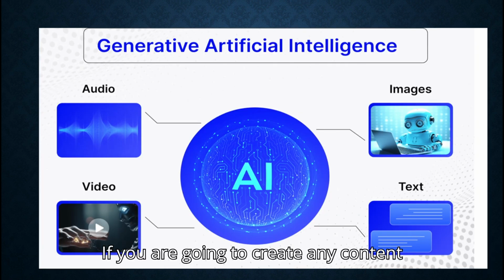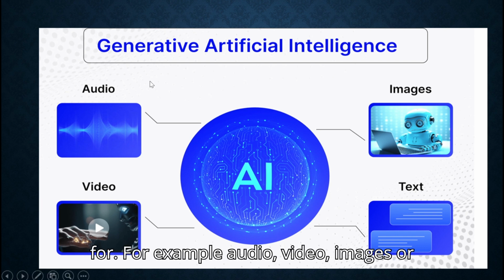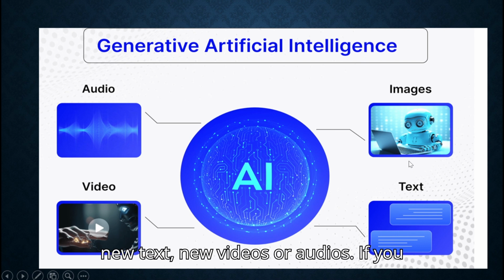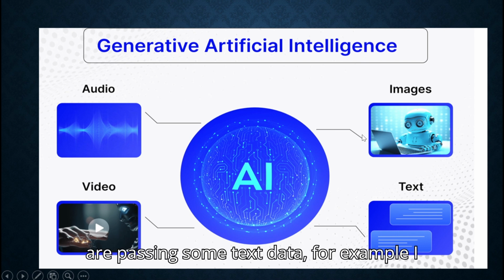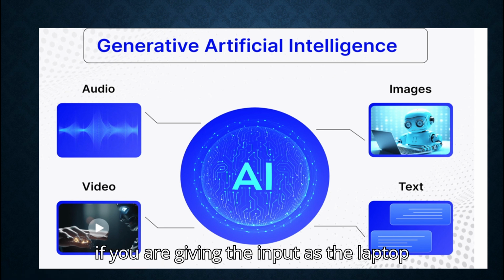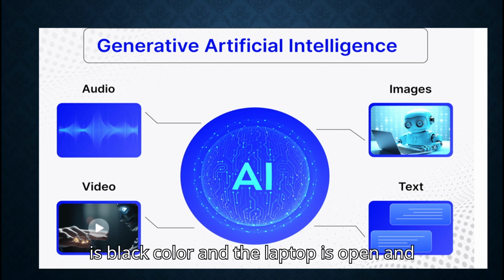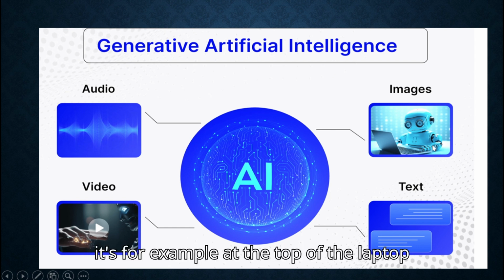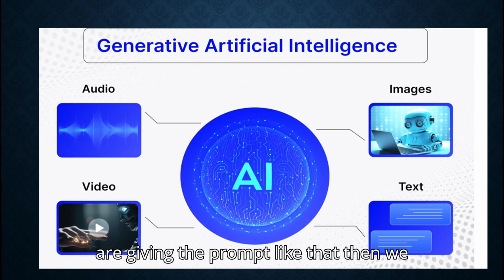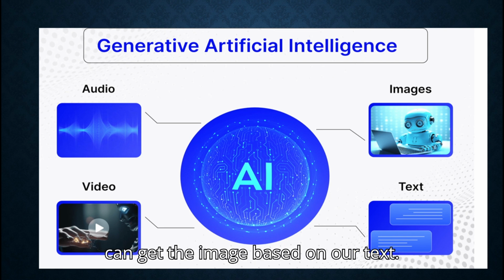Create. If you are going to create any content, for example audio, video, images or text, you can create new images, new text, new videos or audios. For example, I want to generate laptop images. If you give the input as: the laptop is black color, the laptop is open, and at the top of the laptop it's written Dell. If you give a prompt like that, then we can get the image based on our text.